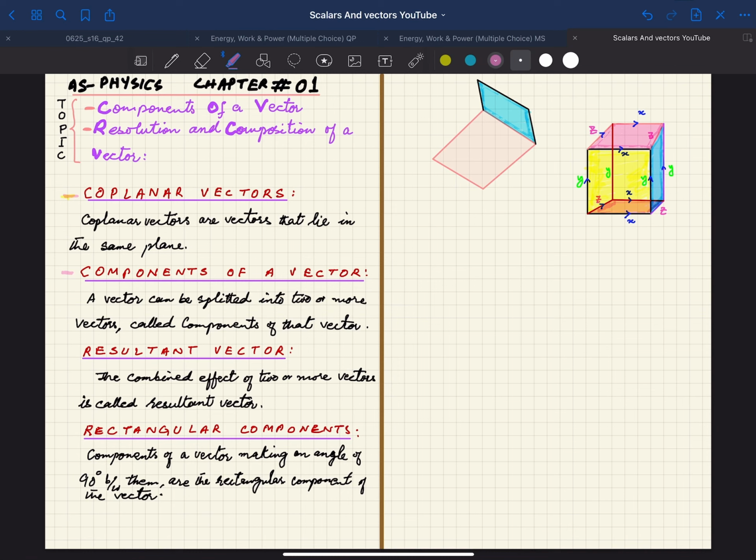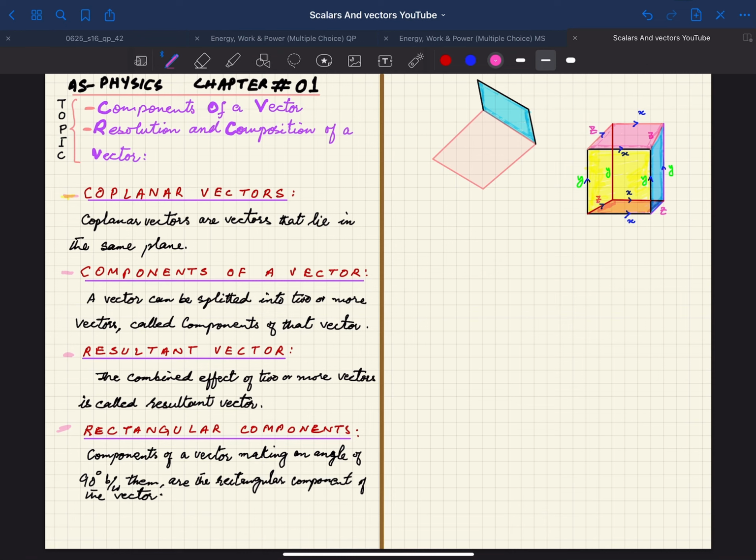Here the first definition is the coplanar vectors. So basically we have to understand what is the meaning of coplanar. Coplanar means that two vectors lie on the same plane, of the same plane. So simply how are you defining the coplanar vectors? Coplanar vectors are vectors that lie in the same plane.